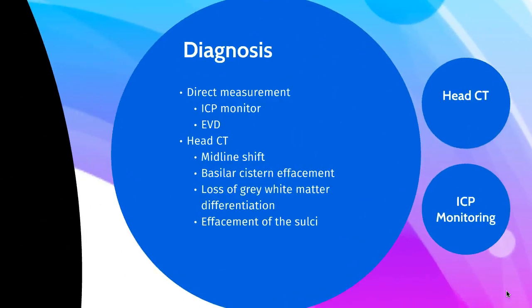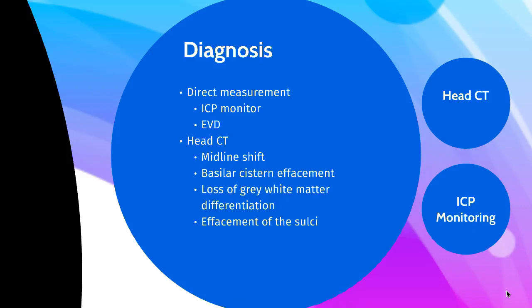So how do we diagnose this? How do we diagnose that your patient has increased intracranial pressure? Our patient, very conveniently, had an ICP monitor. So you can do direct measurement, either with the ICP monitor or an EVD, and I have some pictures to show you. And if your patient does not have that, then they need to urgently go down for a head CT.